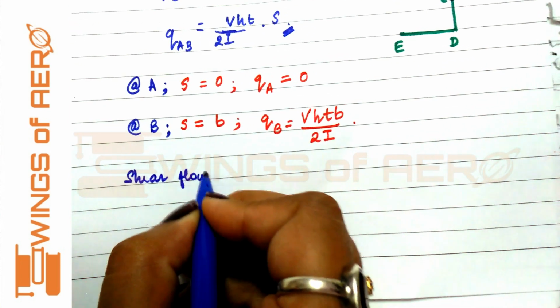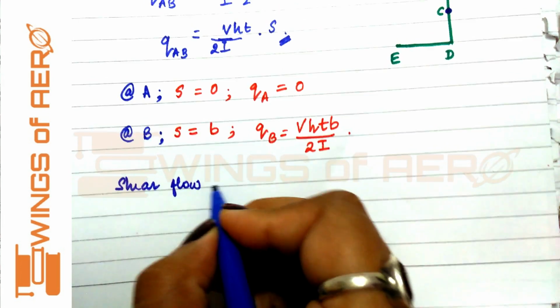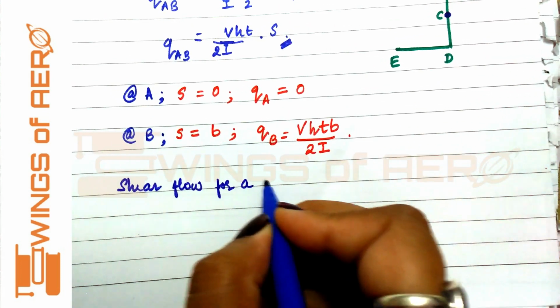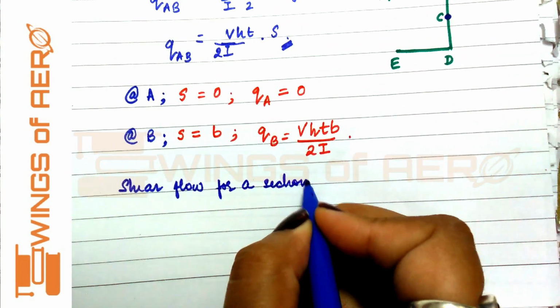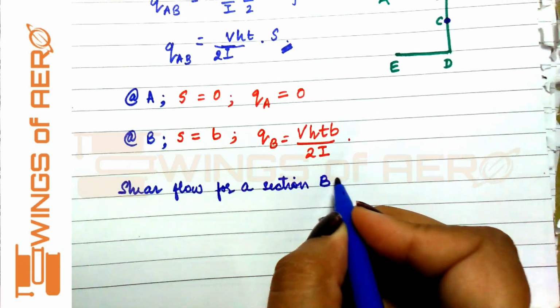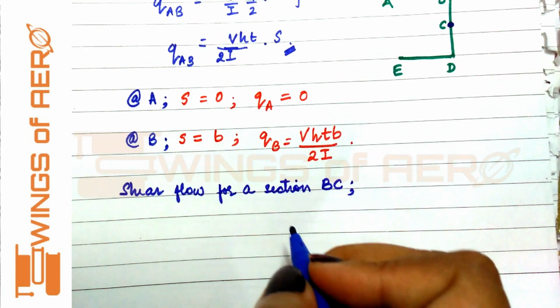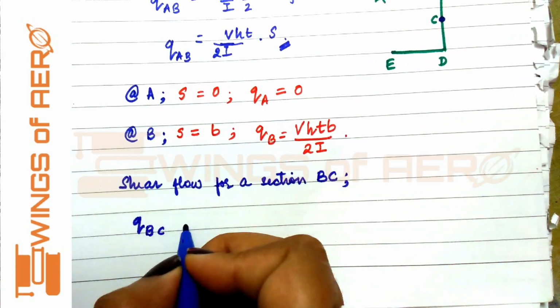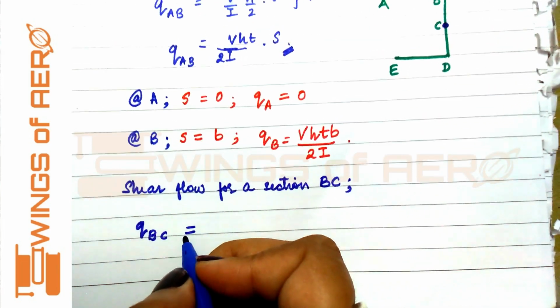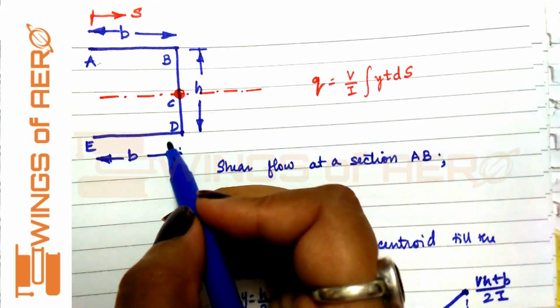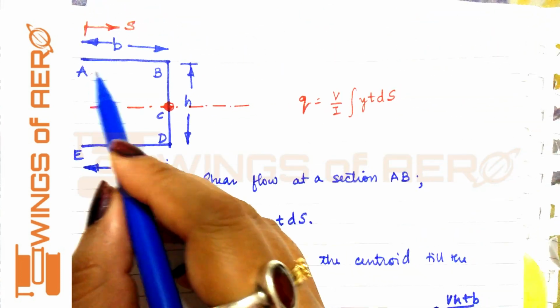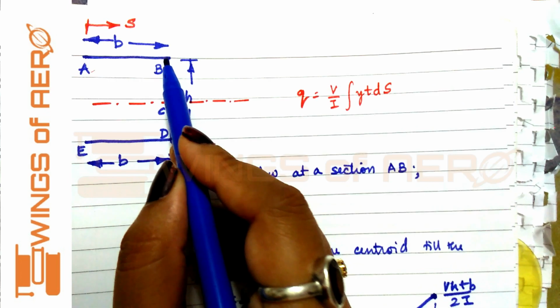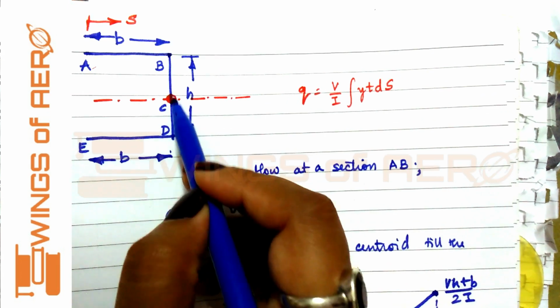Shear flow for section BC. Now for this section, we are going to write q_BC. In this figure, we have found AB. Now at point B, we are finding BC.